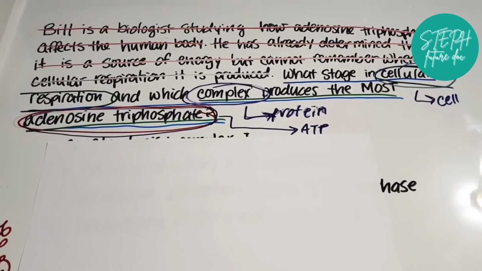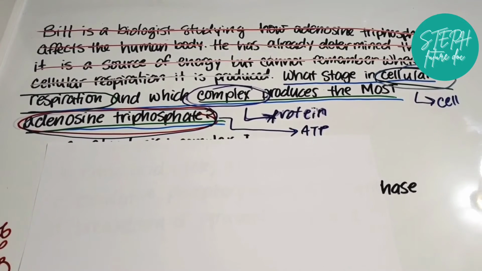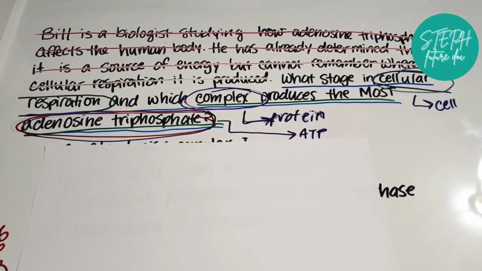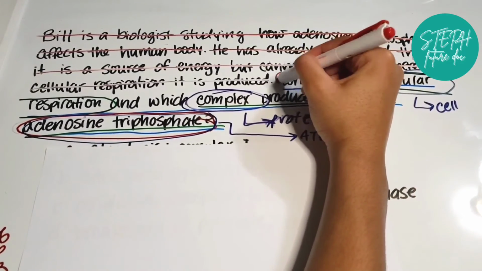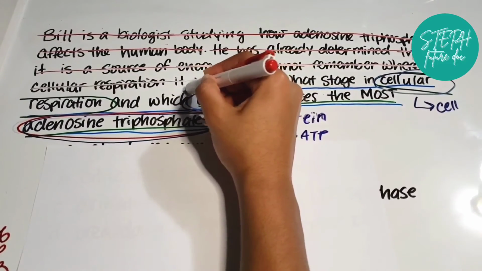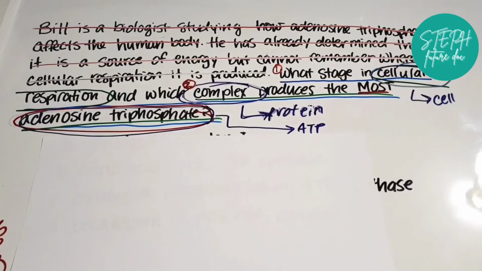Now we need to determine what the answer is to this question. We're still not looking at the answer choices at the moment. We have two parts to this question, which is what stage in cell respiration ATP is produced, and then which complex or protein produces it. And we're looking for the most.